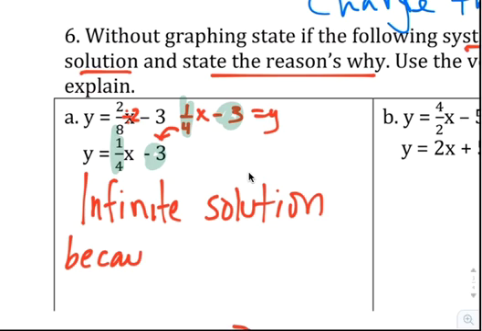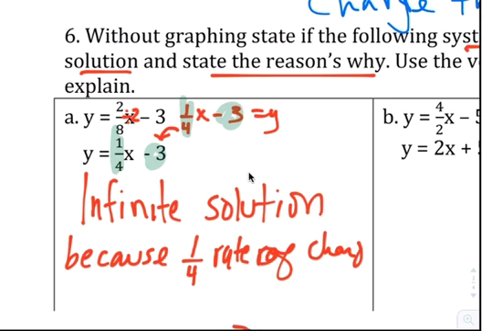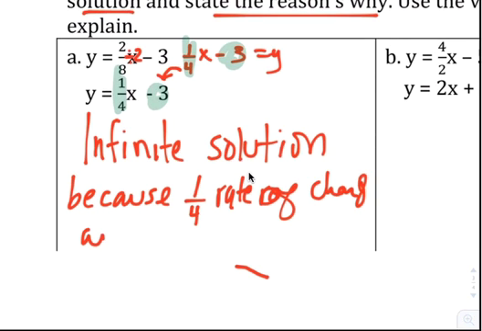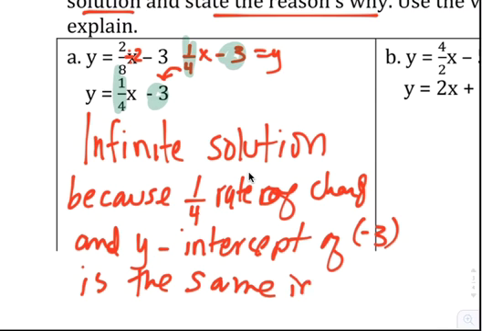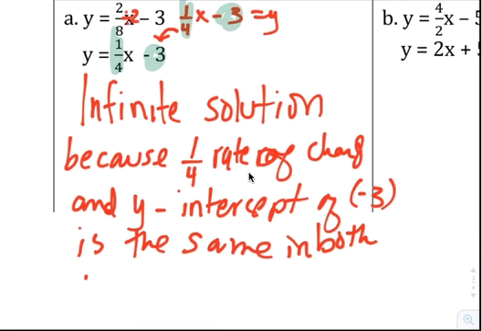Because the rate of change 1 over 4 and the y-intercept of negative 3 are the same in both problems. Okay, that's it.